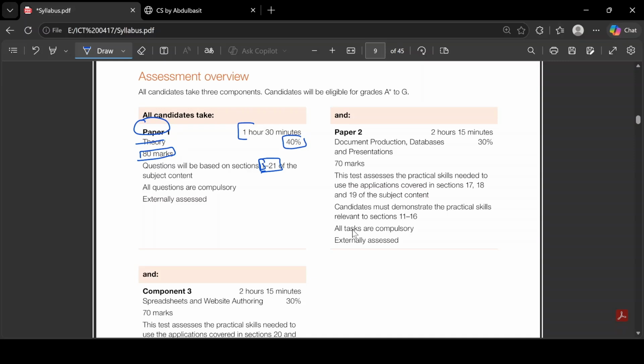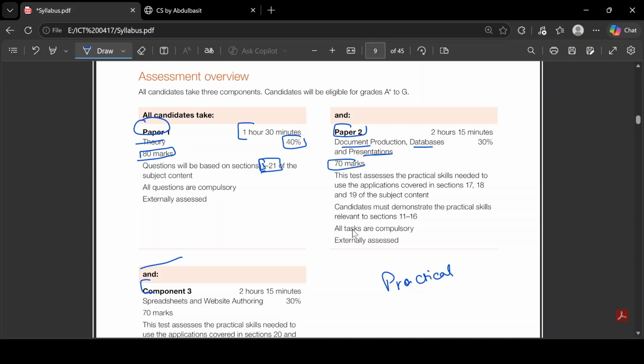Then we have paper 2 and paper 3. Both of them are practical based. You have to perform a live practical when you are giving the exam or when you are practicing it. For paper 2, we have 2 to 3 topics: document production, database, and presentation.